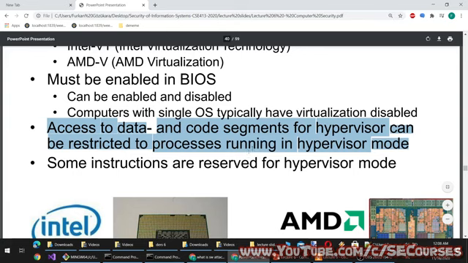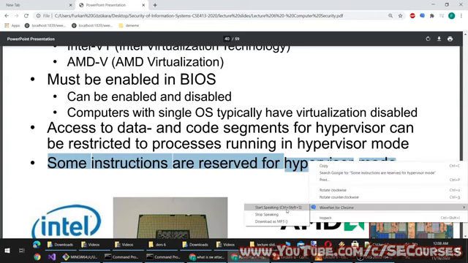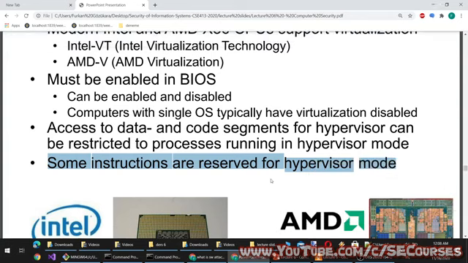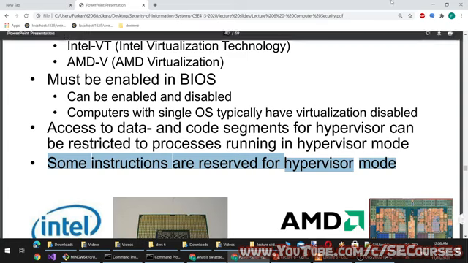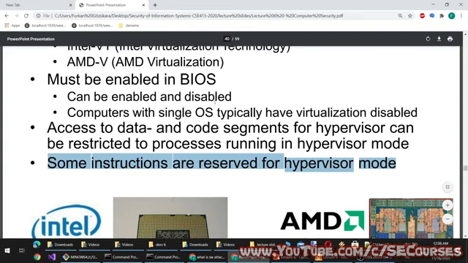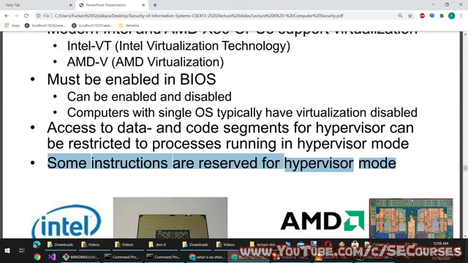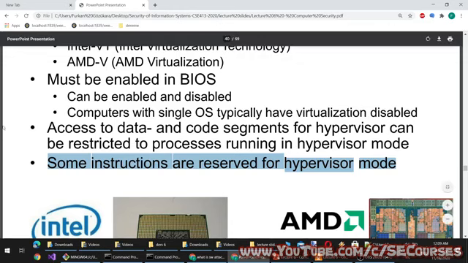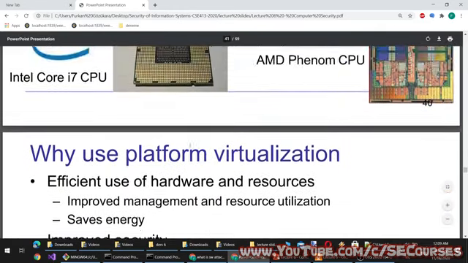Access to data and code segments for the hypervisor can be restricted to processes running in hypervisor mode. Some instructions are reserved for hypervisor mode. You should enable virtualization because in today's software, there are many programs that use virtualization technology, such as emulators. So if you enable virtualization, your emulator will likely work with much better performance and much better efficiency.